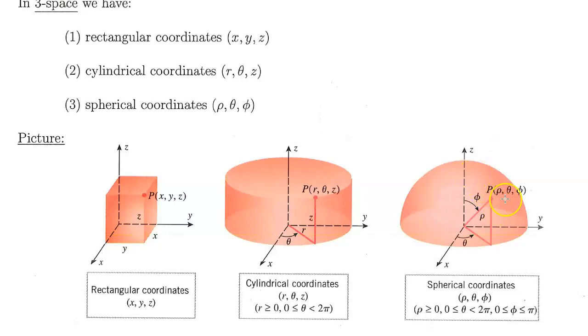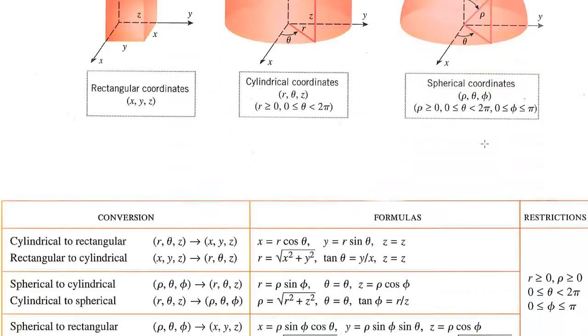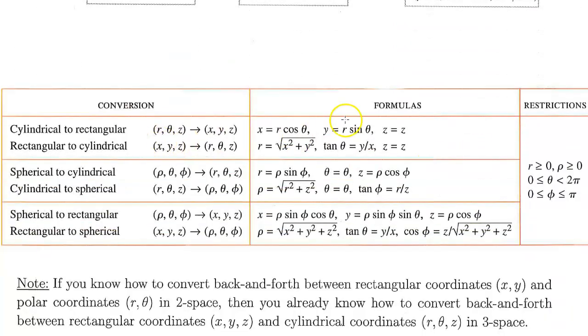Okay, so we have these 3 different systems. Now we'd like to be able to convert back and forth between the 3 systems. So how do we do that? Well, we're going to have all these formulas, and this probably looks crazy, and you think, how in the world am I ever going to remember all these formulas here?